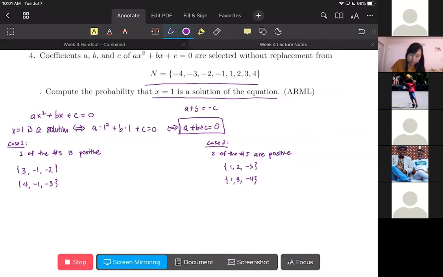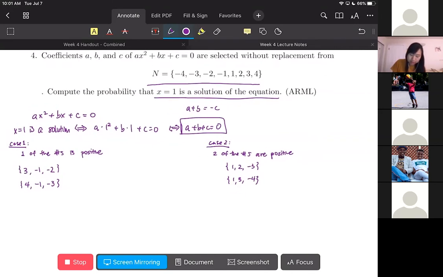So now we want to put this together and compute the probability. Here we found that there are 2 ways to select a set of numbers such that they sum to 0 if one is positive, and 2 ways if 2 are positive. How many ways are there for me to select 3 numbers from n total? n choose 3.